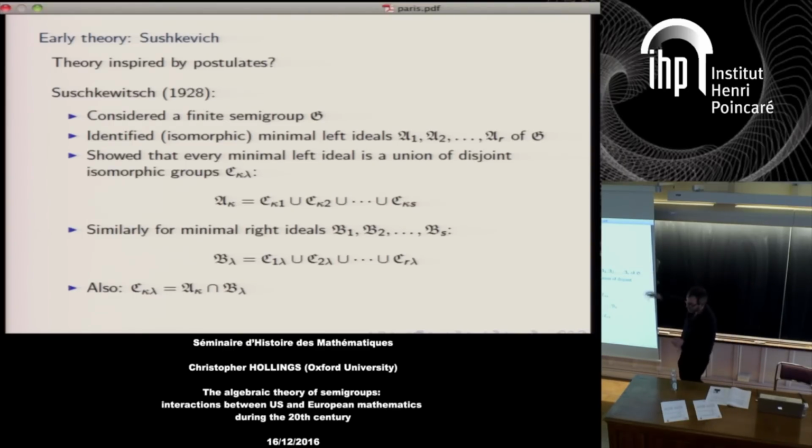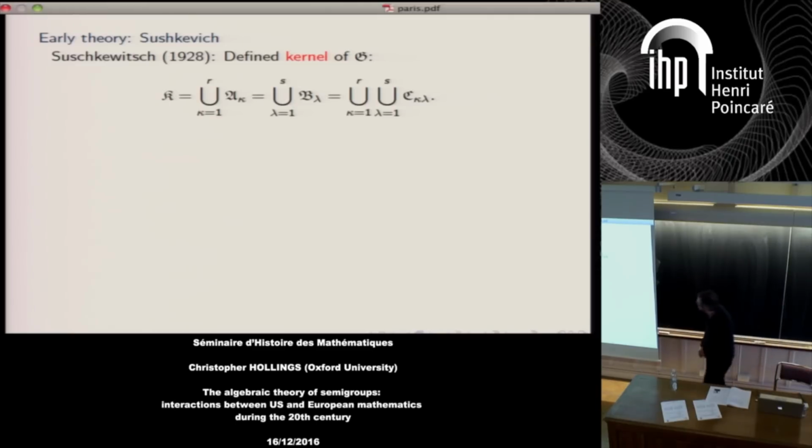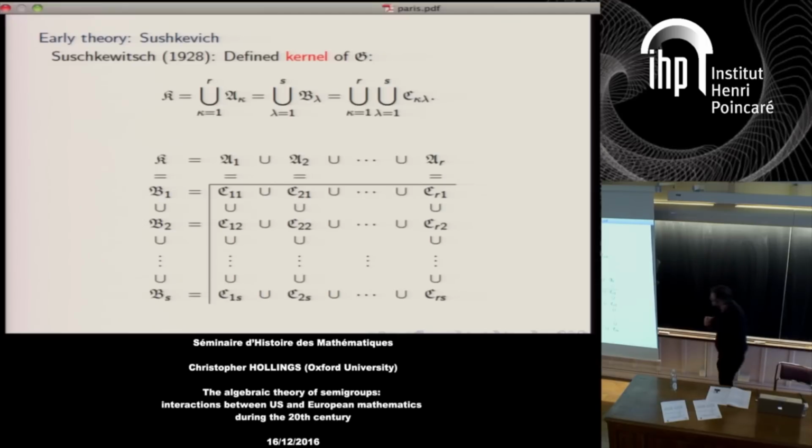So the fact that Šuškevič has two separate cancellation laws makes me wonder if there's something going on here as well. And anyway, he showed that every one of these is a union of isomorphic copies of a group, and then does a similar thing with the right ideals, minimal right ideals, and then he picks out this thing that he calls the kernel of a finite semigroup, which looks like this, so it's a union of groups. And he draws nice pictures, nice schematic representation of this thing.